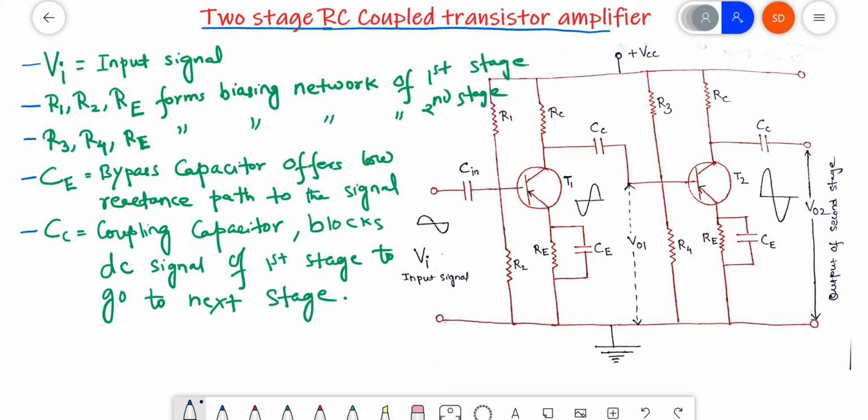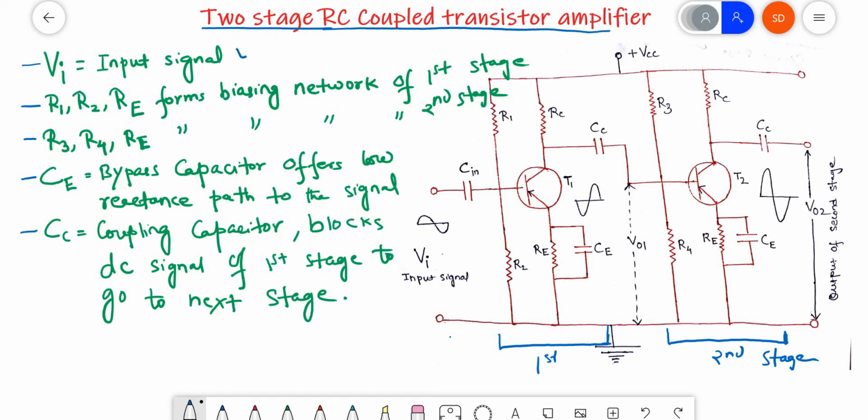Two stages means from this to this, it forms the first stage, and from here to here it forms the second stage. This is the first stage and this is the second stage. That's why it is called two stage. Here you can see what components are present.